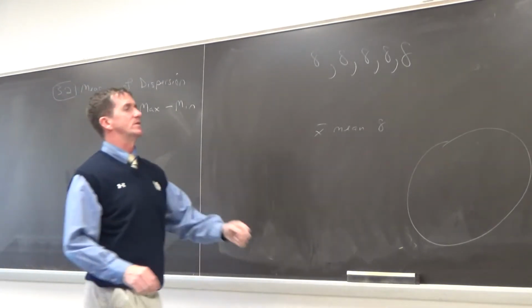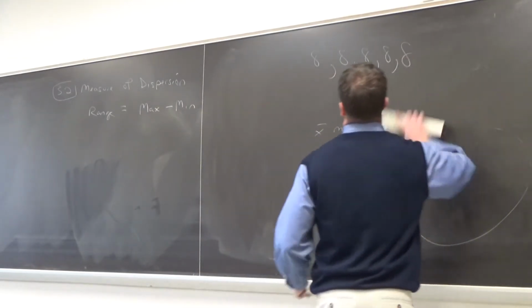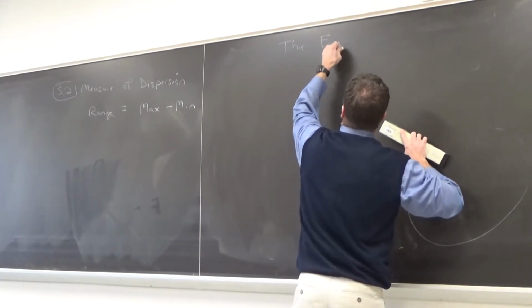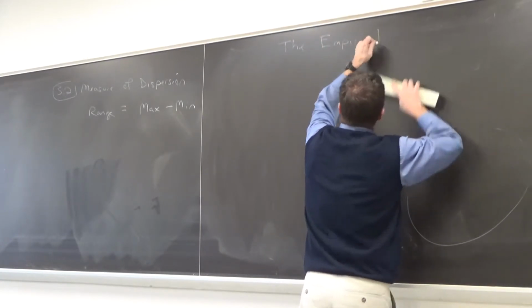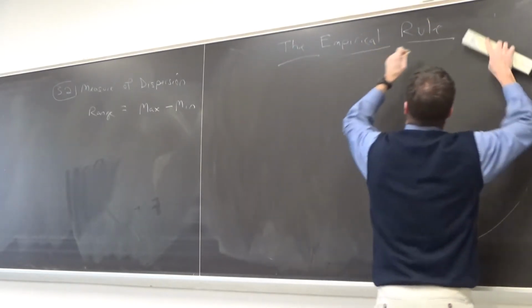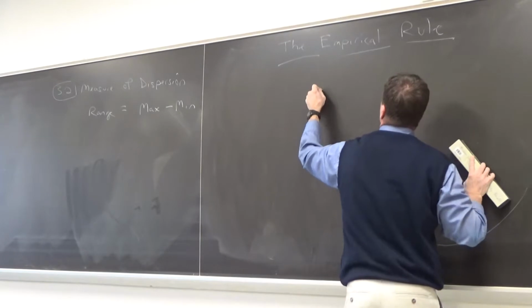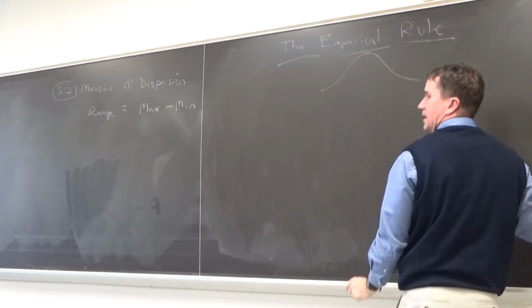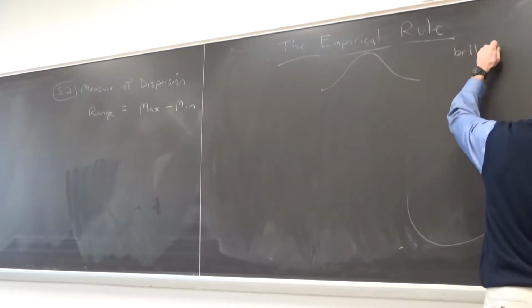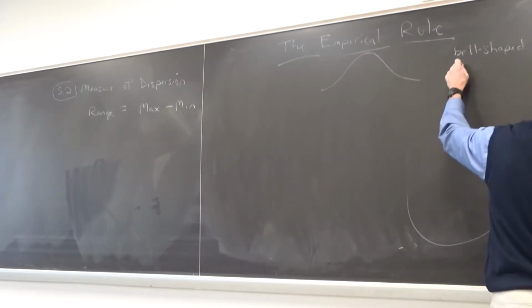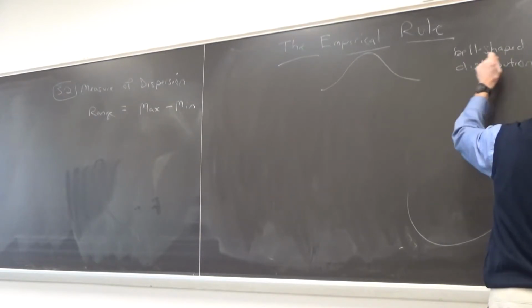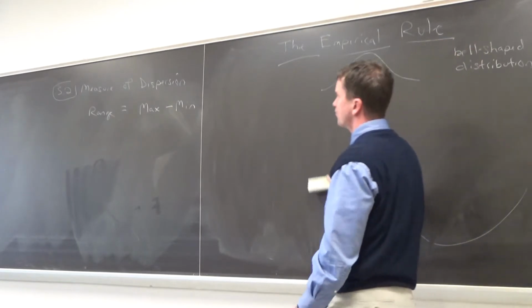Hey, last thing we do, you're going to like this, is we're going to talk about the empirical rule. It's the last thing in section 3.2. It's called the empirical rule. All right, and this deals with bell-shaped distributions.